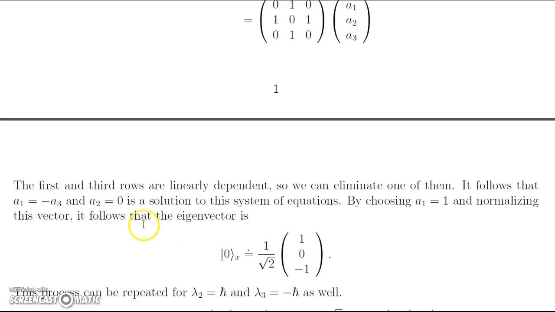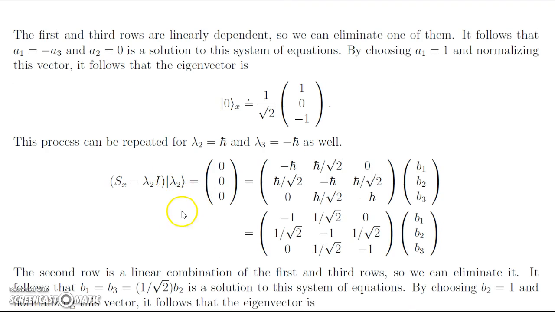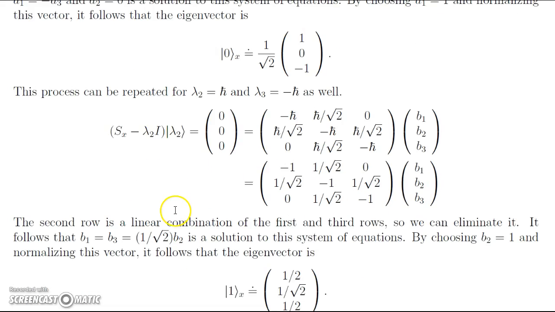And we can choose a1 is equal to 1 and then normalize the vector we get afterwards by finding the normalization constant, which I did not show here. But it follows that the eigenvector is |0x>, and it can be represented as 1 over root 2 times (1, 0, negative 1), which is exactly what is given in the book. So we can repeat this for lambda 2 and lambda 3 for plus and minus h bar.